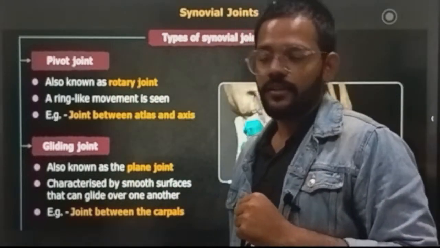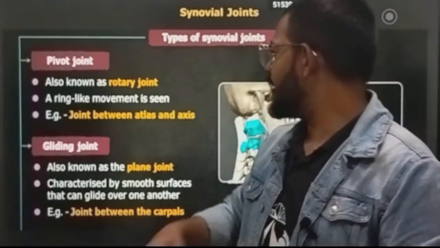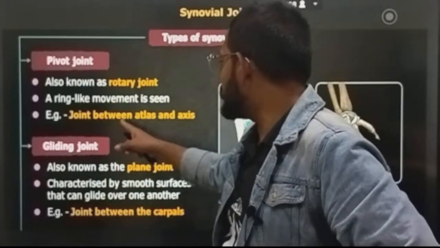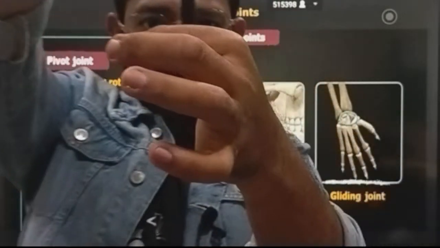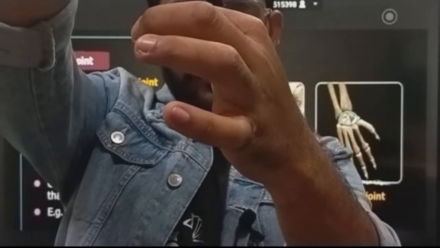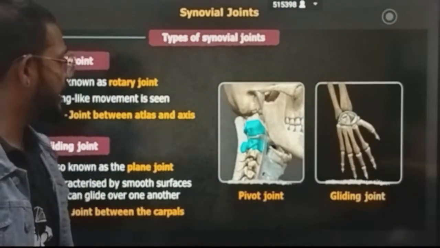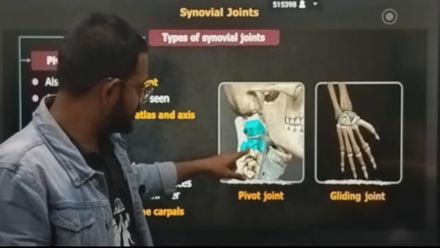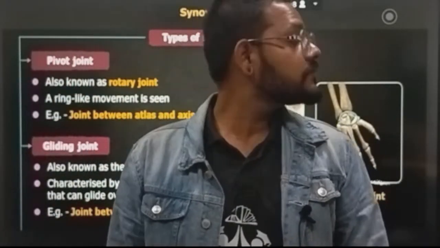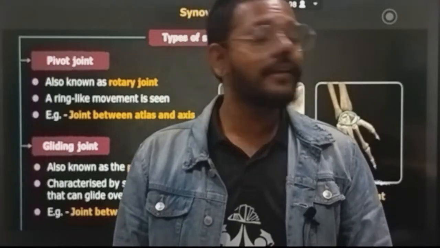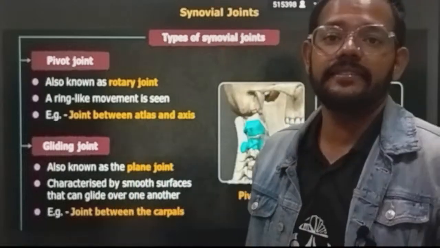First is the pivot joint, also known as the rotatory joint. It rotates; a ring-like movement is seen. Example, the joint between atlas and axis. It will look like this. It will give rotation to your bone. This pivot joint is present between the atlas and axis bone. The way you move your head, this movement of your head, is because of the pivot joint, which is present between your atlas and axis.